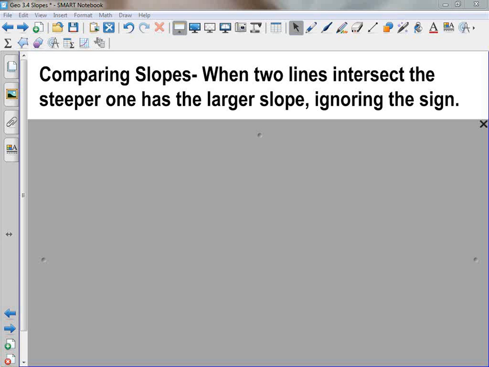All right, so for the second half of our lesson, still talking about slopes, we're going to cover some extra stuff other than just finding slopes, okay? So here we're comparing slopes, right? When you're comparing slopes, what you're looking at is which slope number is bigger, ignoring the positive and negative sign, right? So which one is bigger, okay?